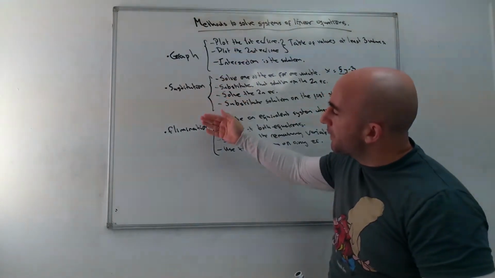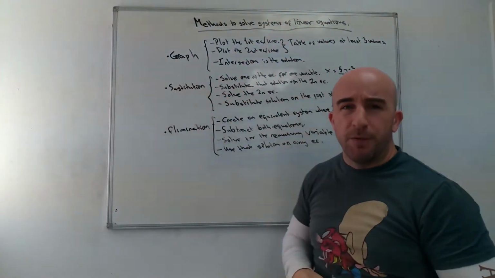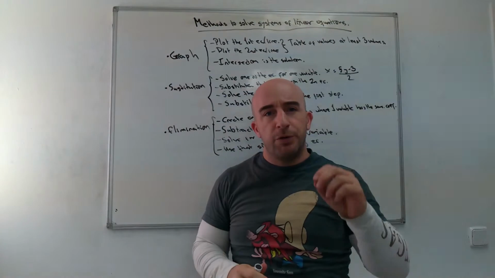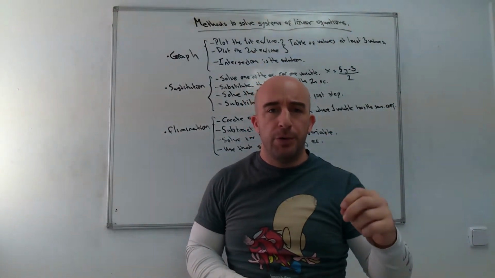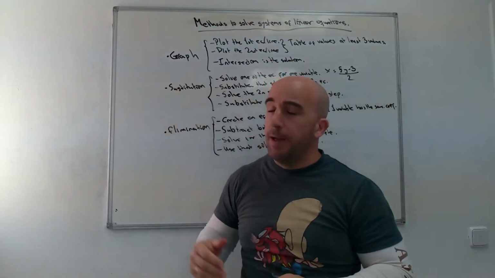So this is a summary of the methods to solve systems of linear equations in two variables. Now check the other videos to see each example, each method, how to do it, and make sure you can work with any of them.